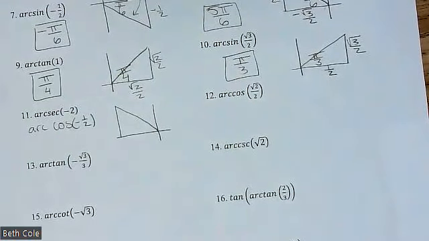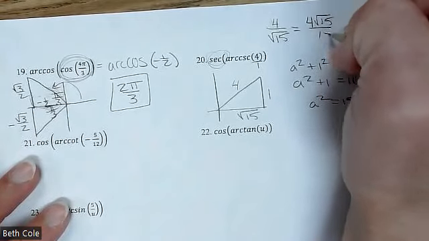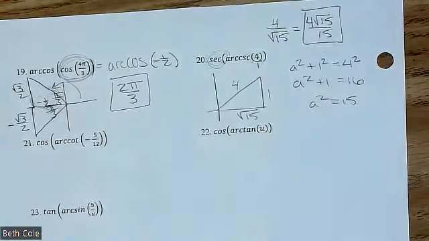You do have to rationalize that, though, so what's the final answer going to be? 4 square root of 15 over 15. Good. I know it looks awful, but that's the answer. You're going to do the same thing with this one. This one's negative, so quadrant 4.